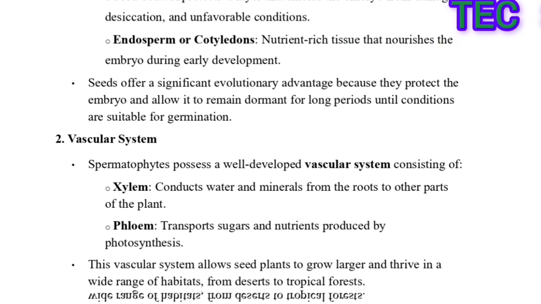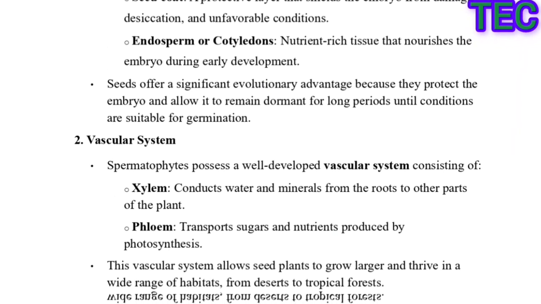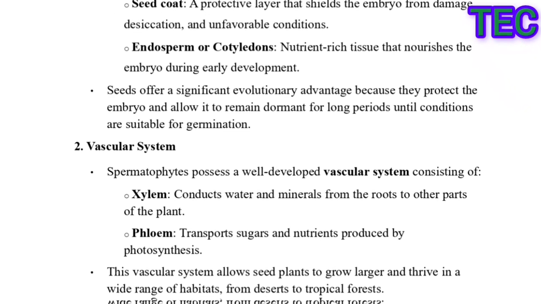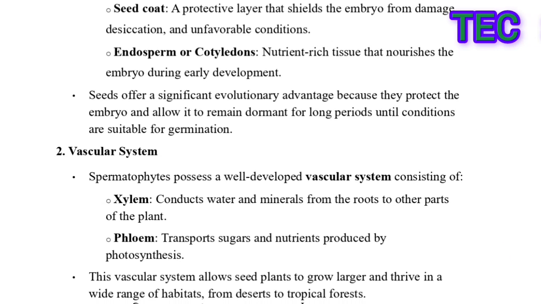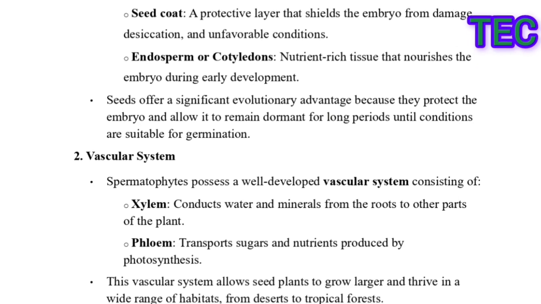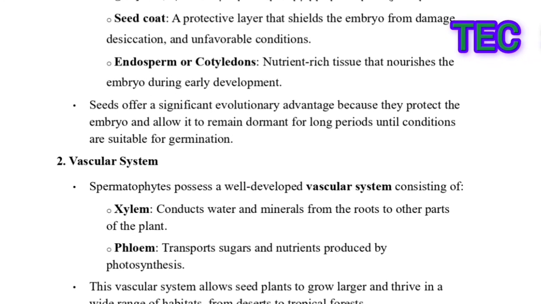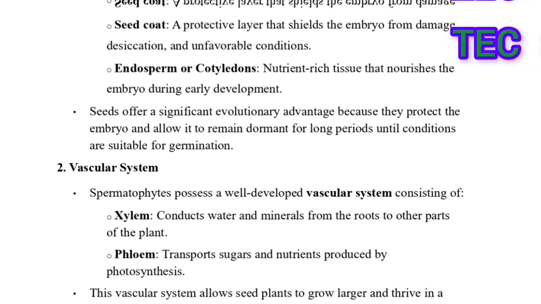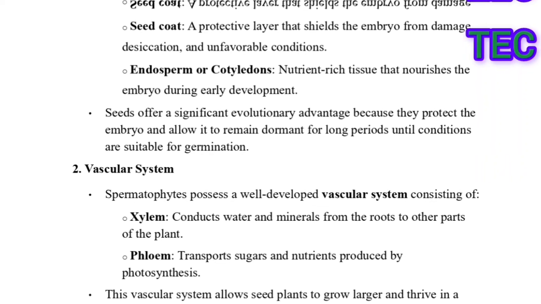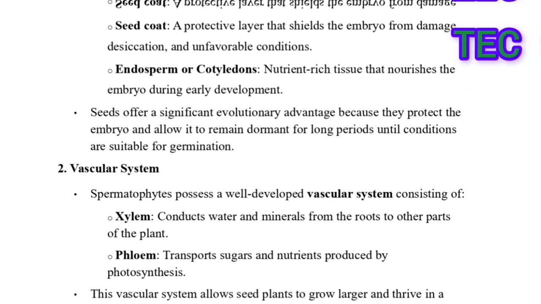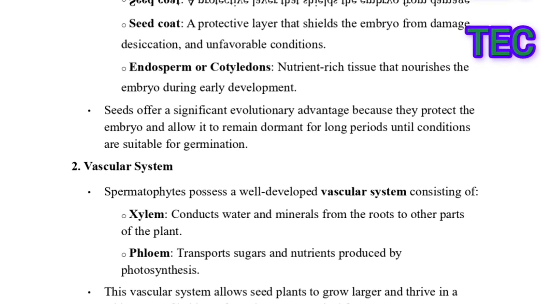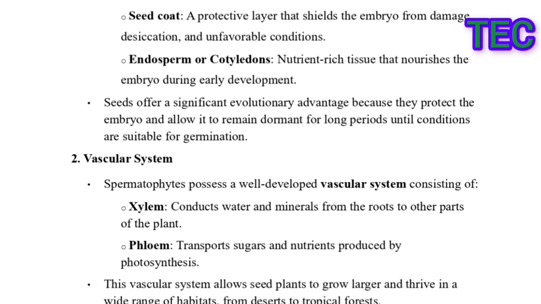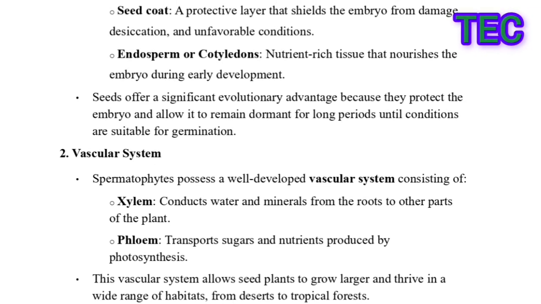Another key feature of spermatophytes is the vascular system. The spermatophytes possess a well-developed vascular system consisting of xylem and phloem, and we said that the function of the vascular system remains the same. Xylem conducts water and mineral salts from the root to other parts of the plant. Phloem transports or translocates sugars and nutrients produced by photosynthesis in the photosynthetic cells, where we talk about the chloroplast. This vascular system allows seed plants to grow larger and thrive in a wide range of habitats, from deserts to tropical forests.